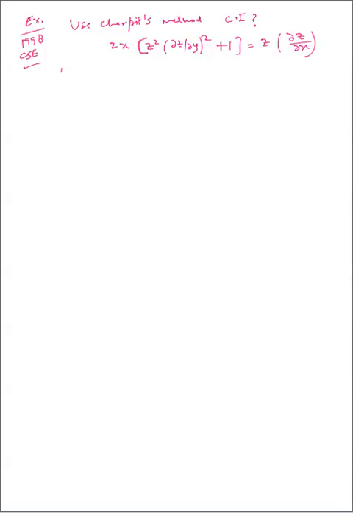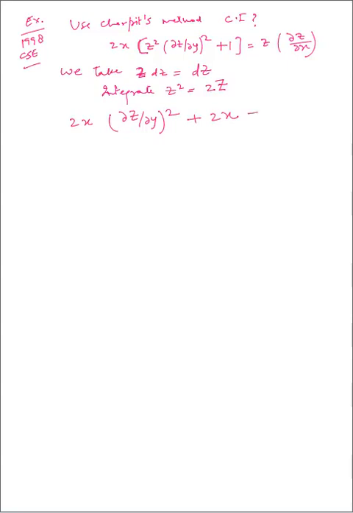We take z dz is equal to capital dZ. It means when we integrate, we get z square is equal to 2 capital Z. So now equation 1 which is given here will be 2x, and this becomes (del capital Z upon del y) whole square plus 2x minus del capital Z upon del x is equal to 0.